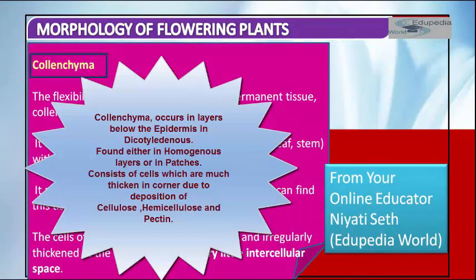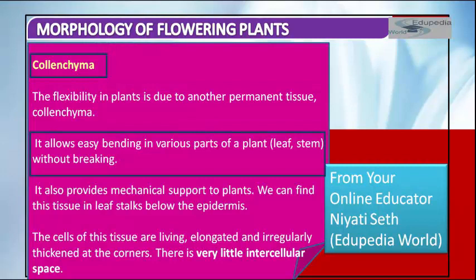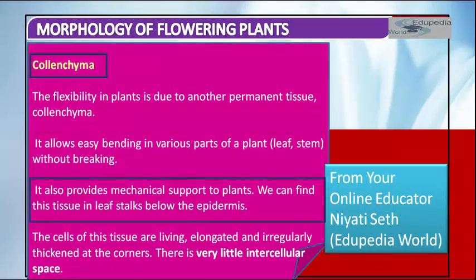Now comes collenchyma. What is that? Collenchyma occurs in layers below the epidermis in dicotyledonous plants. It is found either as a homogeneous layer or in patches. It consists of cells which are much thickened at the corners due to deposition of cellulose, hemicellulose and pectin. So the flexibility in plants is due to another permanent tissue, and that is collenchyma. It allows easy bending of various parts of the plant, such as leaf and stem, without breaking. And that is all because of collenchyma.